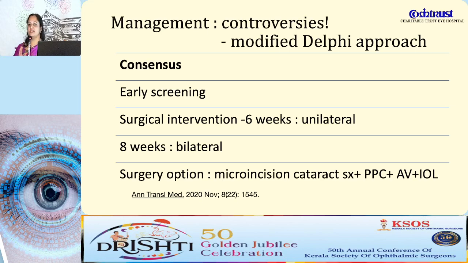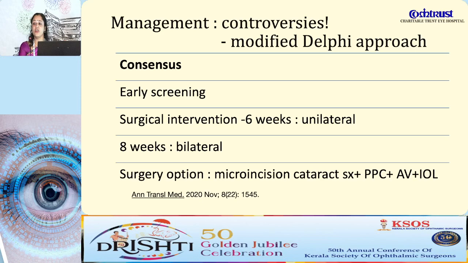Okay, so this is just a consensus, it's not a sure shot thing, but definitely it will give us an idea of what has to be done in early cases. These experts have come to the consensus that early screening has to be done. If it is a unilateral cataract, surgical intervention has to be done at least by 6 weeks. A bilateral cataract by 8 weeks at least, okay? And a 1 week gap in between the cataracts.